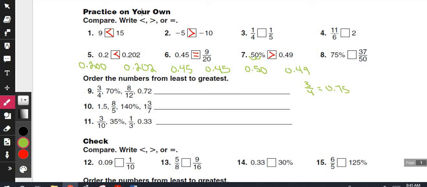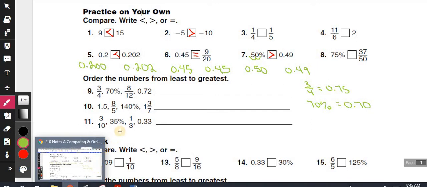Next, I've got my 70%. When we move that decimal place 2 to the left, that's going to be 0.7. But so far, I've got 2 decimal places from the previous number, so I'm going to add a 0, so I've got 2 decimal places there as well.